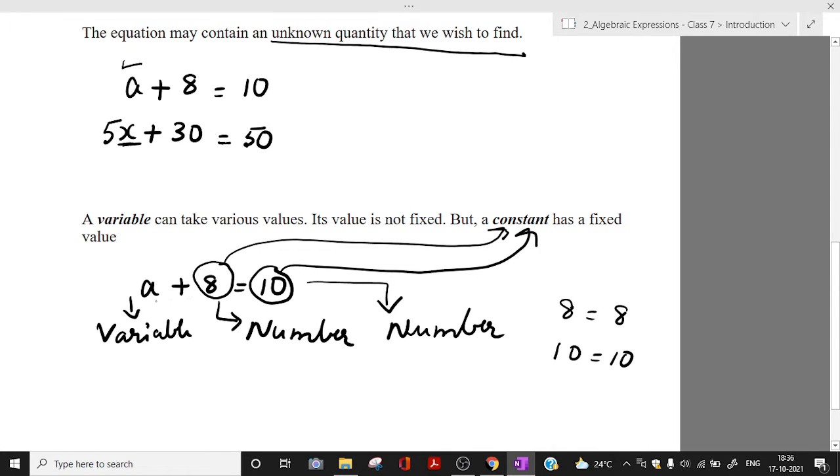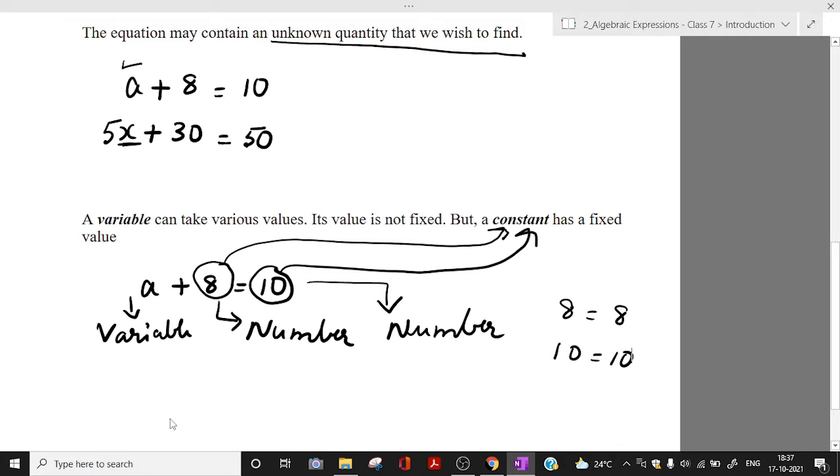But what about a? Now a can take a value. Okay, so a variable can take various values. Its value is not fixed, but a constant has a fixed value. So in an equation, we can have a constant and we can have a variable. When it comes to a constant, the value is fixed, whereas in case of a variable, it can take various values.